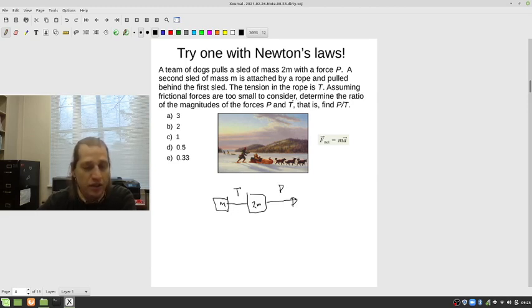Okay, so we're not doing, that's chapter 6 stuff. We're only doing chapter 5 stuff here. Determine the ratio of the magnitudes of the forces P and T. That is, find P over T.